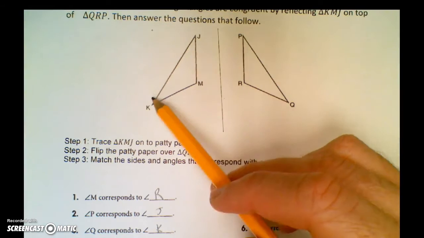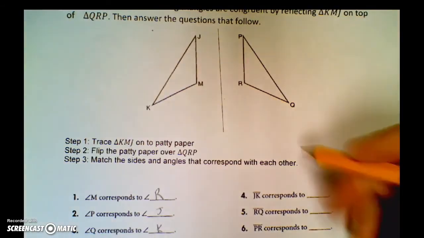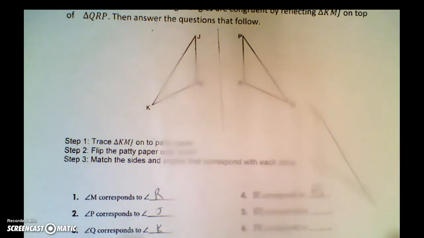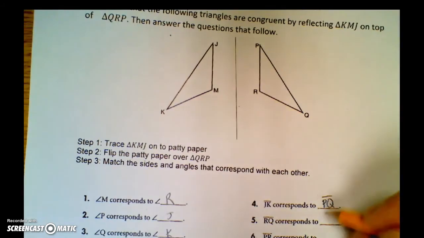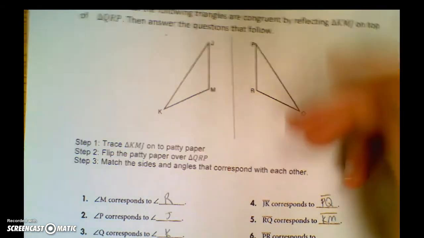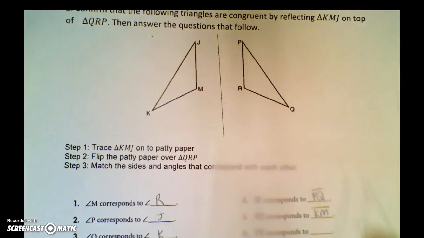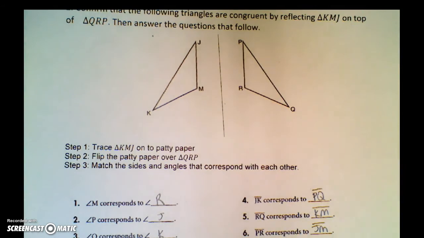JK, here's JK. When I flip that over onto this side, JK matched up with PQ. RQ, that's this bottom part here, is matching up with KM. And PR is my side right here. When I reflected it, PR is matching up with JM. So these are the corresponding parts of the congruent triangles using reflection.